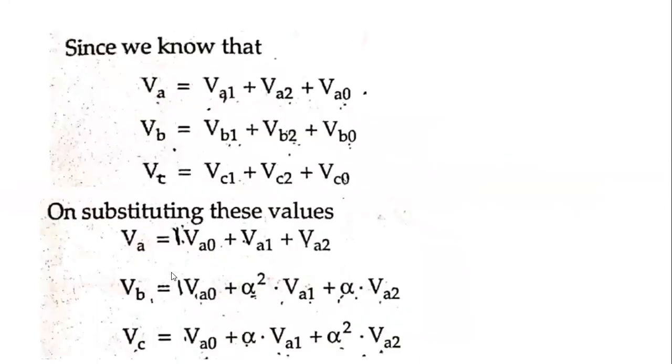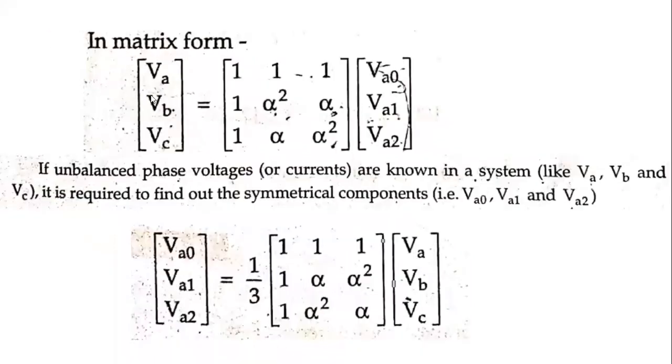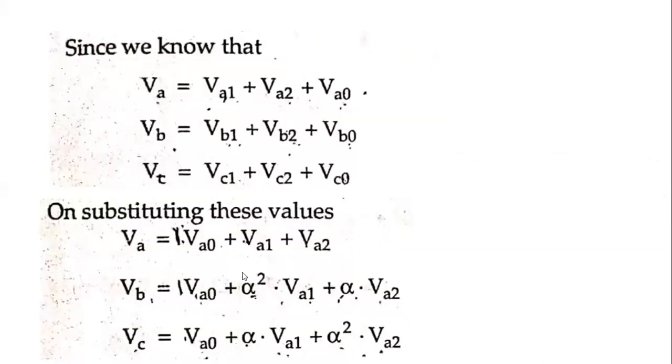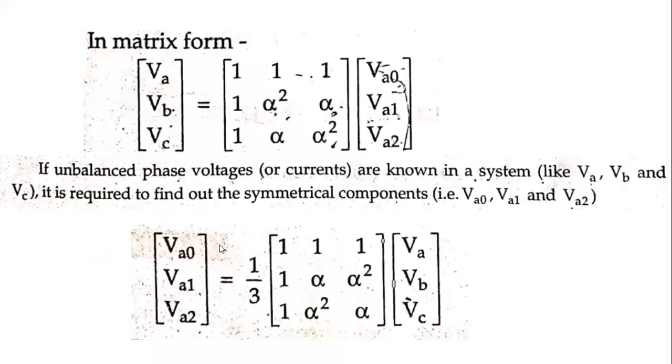Therefore, this can be written in the form of a matrix. VA, VB, VC is equal to the matrix 1, 1, 1; 1, alpha square, alpha; 1, alpha, alpha square, times VA0, VA1, VA2. Next, this will also be written in terms of the matrix. Therefore VA0, VA1, VA2 is equal to 1 by 3 of the matrix 1, 1, 1; 1, alpha, alpha square; 1, alpha square, alpha, times VA, VB, VC.